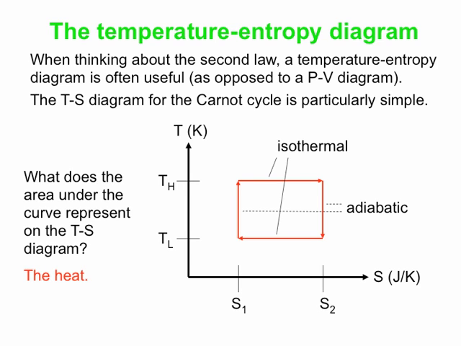So that's a pretty good introduction to the Carnot cycle. And the nice thing about the Carnot cycle is that it's reversible. It's not 100% efficient, as we talked about, but it's the most efficient engine you can have operating between temperatures of TL and TH.